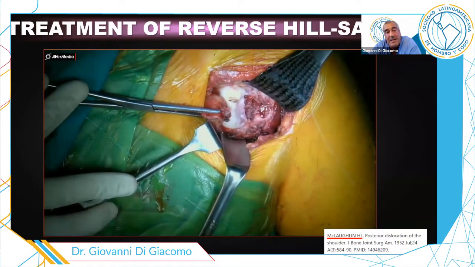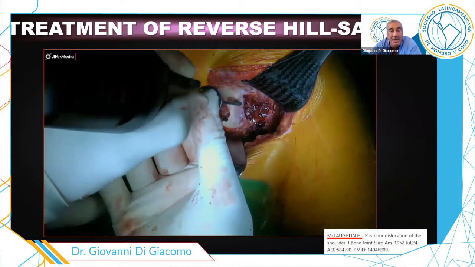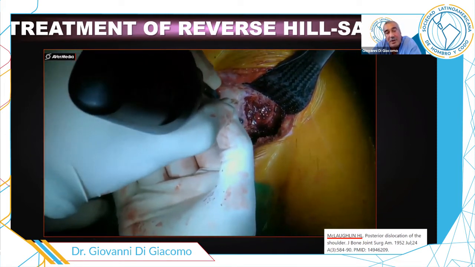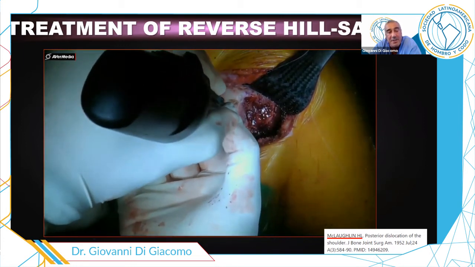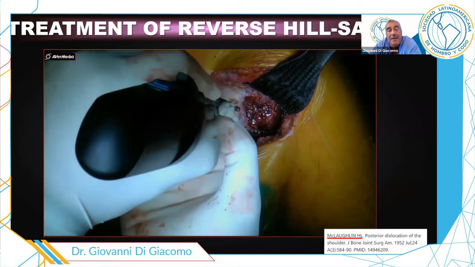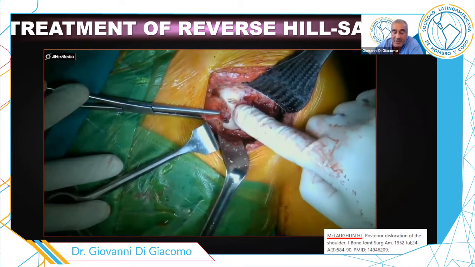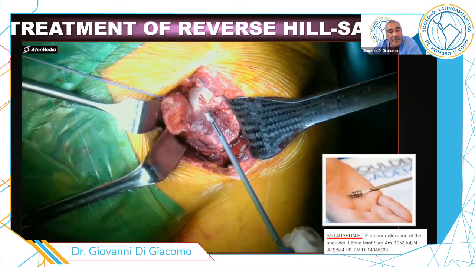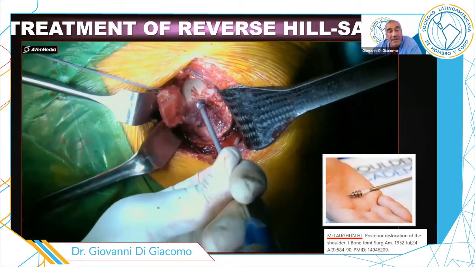the McLaughlin technique. It means a transposition of the lesser tuberosity. You can see that we are debriding the reverse Hill-Sachs, we perform an osteotomy of the lesser tuberosity, and we are shifting it in a more medial position, fixing on the reverse Hill-Sachs the lesser tuberosity, of course, with the subscapularis tendon that is attached.